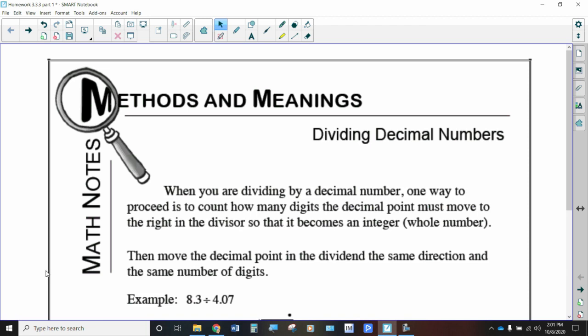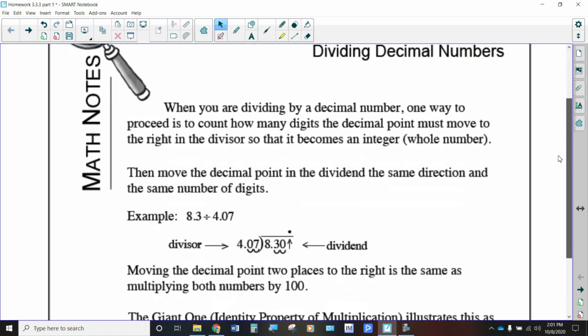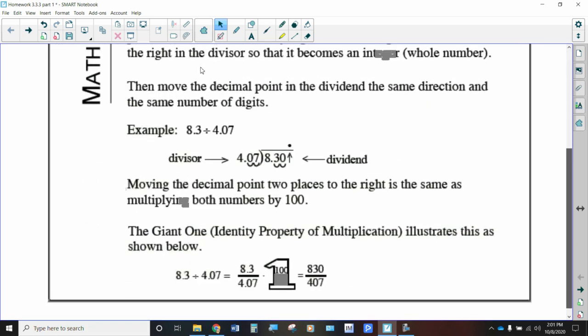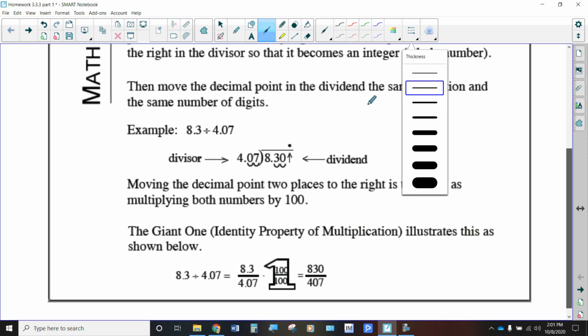Alrighty, let's take a look at our homework for lesson 3.3.3. First, we've got our M&Ms for dividing decimal numbers. So just remember, if you've got decimals involved in a division problem, it can be kind of complicated. So we don't like using this division algorithm with any kind of decimal outside of it, because that means you're not going to line your decimal point in your answer up properly.